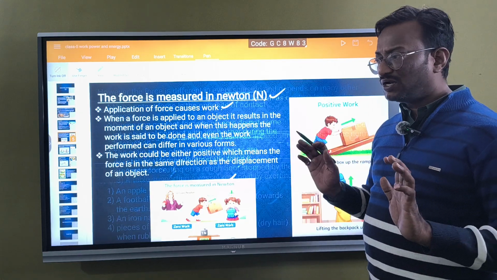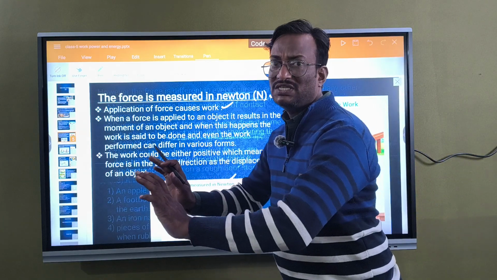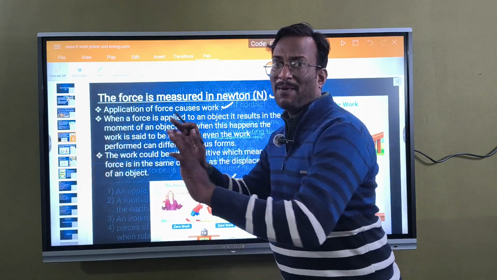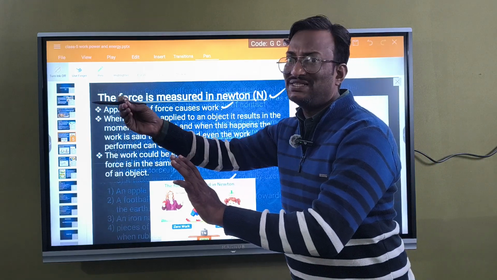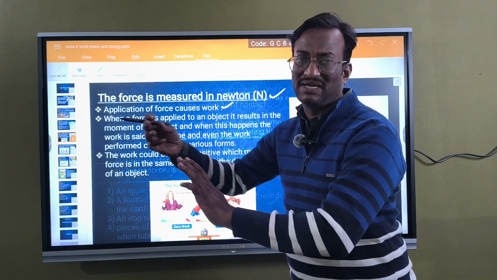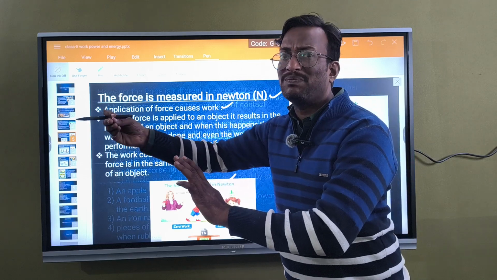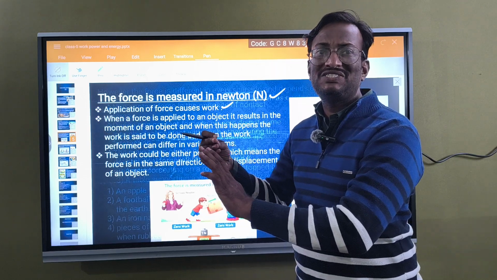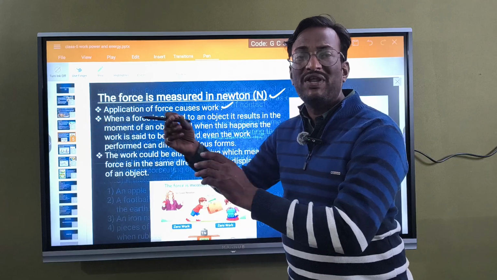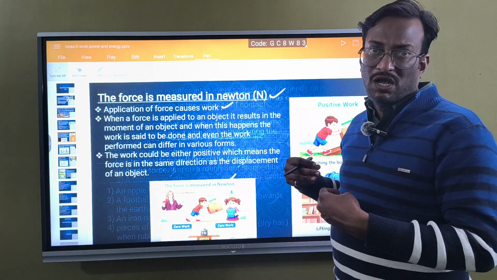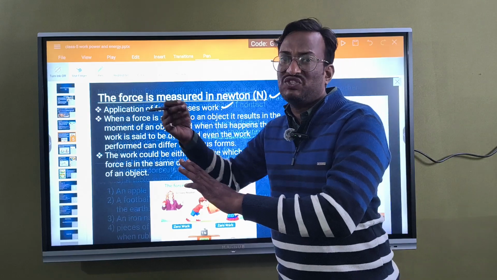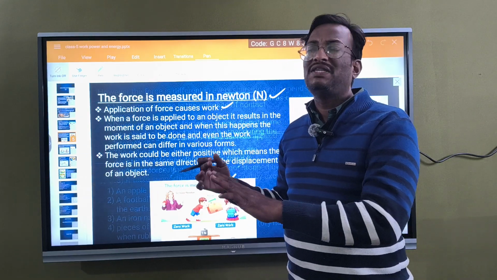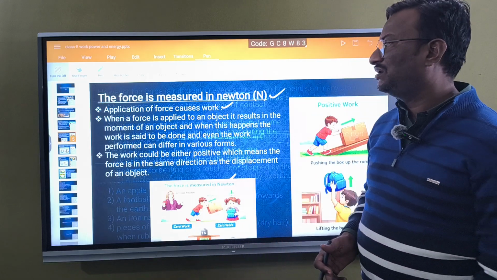I am applying some sort of force on a chair so that the chair is moving. When I apply some sort of force on a chair, the chair is moving. That is what we call displacement. The chair is displaced from that position. The chair changed its position when I apply some sort of force. By applying some sort of force, when there exists some sort of change in the body, that itself we call it as work. We will discuss.